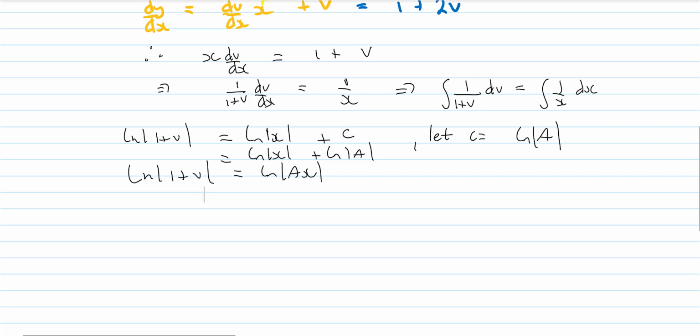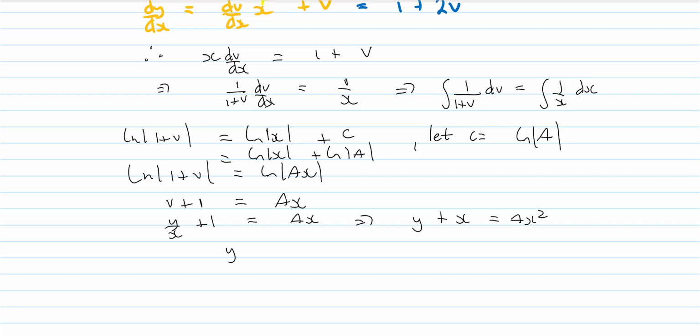So obviously the things inside the brackets must be equal. So we get 1 plus v, or I'll just write it as v plus 1. That's what your book does. So v plus 1 is equal to ax. And we want everything in terms of y, because that's what the question was. So v was equal to y over x. So now we get y over x plus 1 is equal to ax, multiplying through by x. So this implies that y plus x equals ax squared. And just making y the subject, we get y equals ax squared minus x.